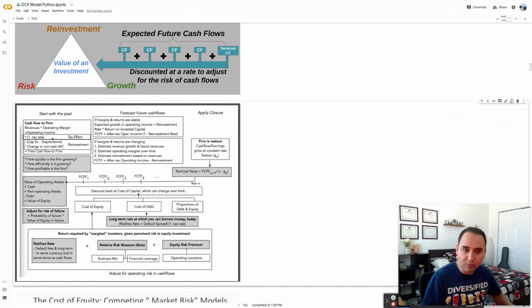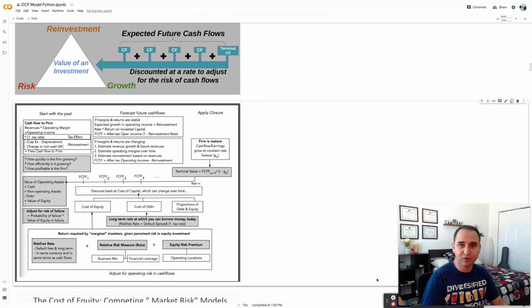The model structure, in more detail: you have your revenue, you have some profit margin, which we call operating margin, and you arrive at operating income. You pay your taxes, which gives the after-tax operating income. You subtract capex, depreciation, and change in working capital. That's essentially the reinvestment to keep the business going, and you arrive at the free cash flow.